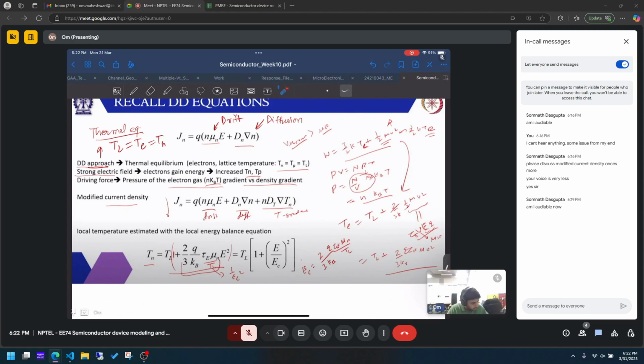I won't go into how it is derived. Professor Dikshit has derived it in the videos. You can go through it. But basically, it depends on the energy relaxation time, the mobility, and the square of the electric field. And this term mu times tau is also called the critical electric field. So Tn, that is the electron temperature, equals TL, the lattice temperature, times 1 plus E, the current electric field, divided by EC, the critical electric field, whole square. This is how you can find the electron temperature Tn.